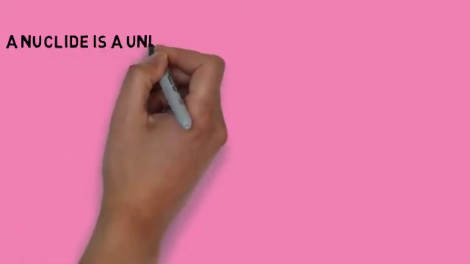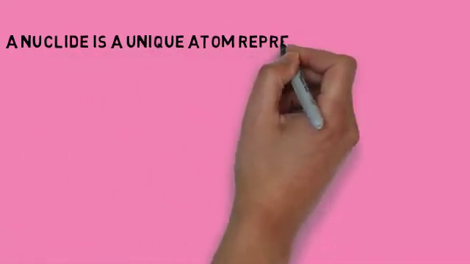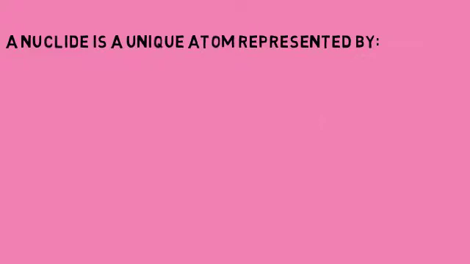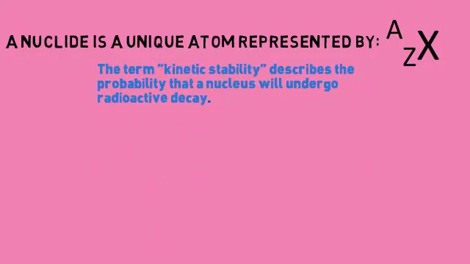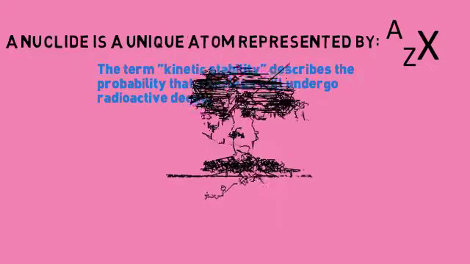A nuclide is a unique atom represented by A, the atomic mass, Z, the atomic number, and X, the symbol. And it's usually represented like that. You've seen that before. The term kinetic stability describes the probability that a nucleus will undergo radioactive decay. So whether or not it's stable or not. And there's some simple rules associated with that.